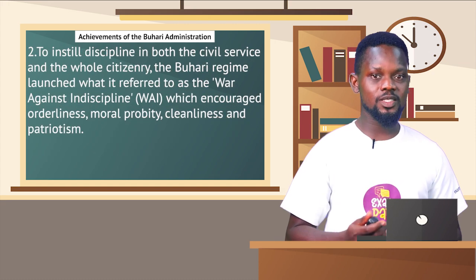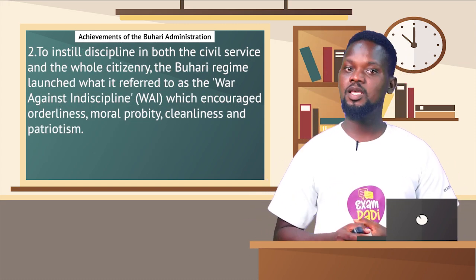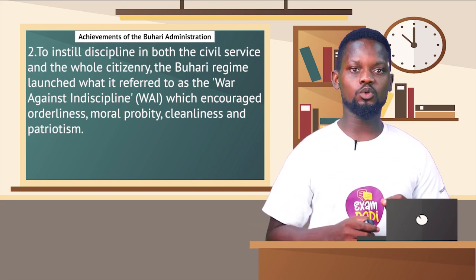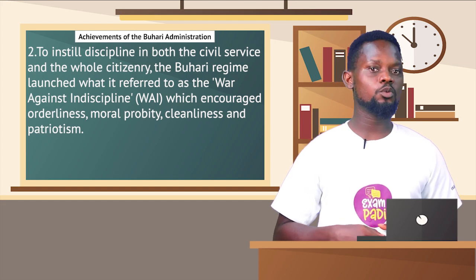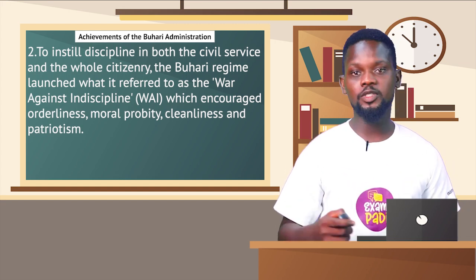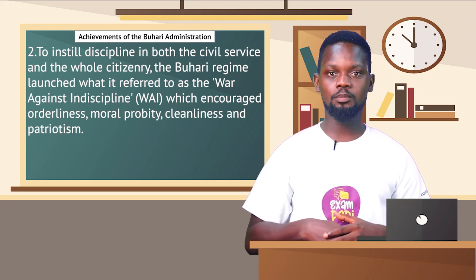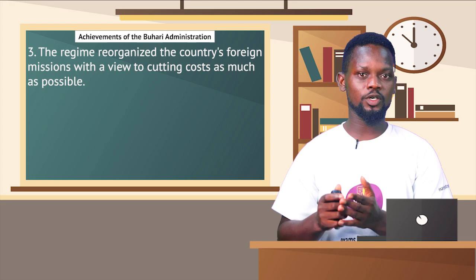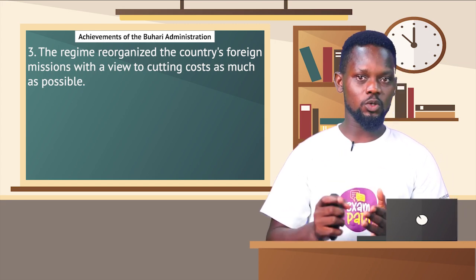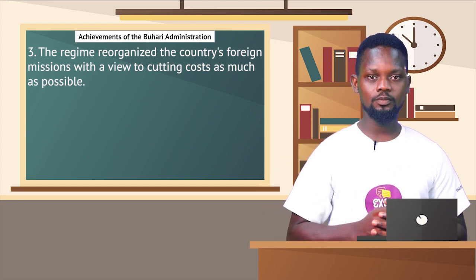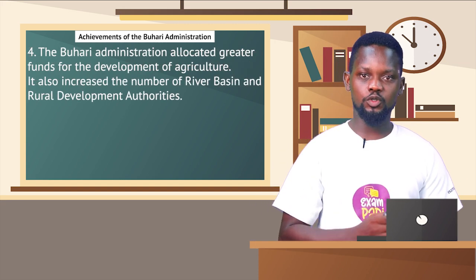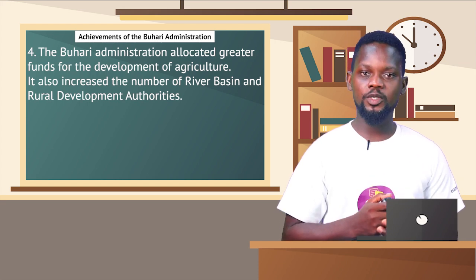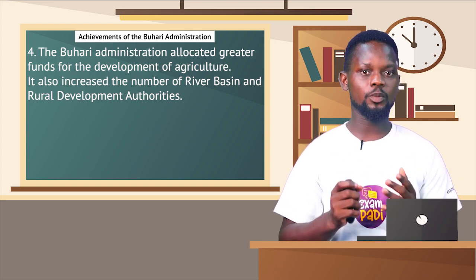Number 2, to instill discipline in both the civil service and the whole citizenry, the Buhari regime launched what it referred to as the war against indiscipline, which encouraged orderliness, moral probity, cleanliness, and patriotism. Number 3, the regime reorganized the country's foreign missions with a view to cutting costs as much as possible. Number 4, the Buhari administration allocated greater funds for the development of agriculture. It also increased the number of river basin and rural development authorities.